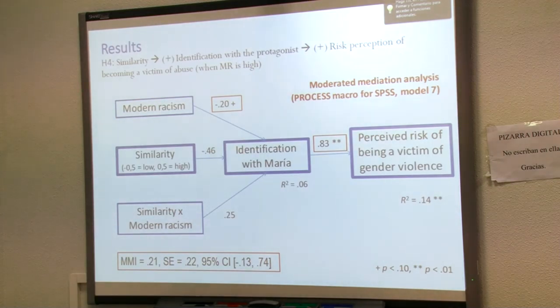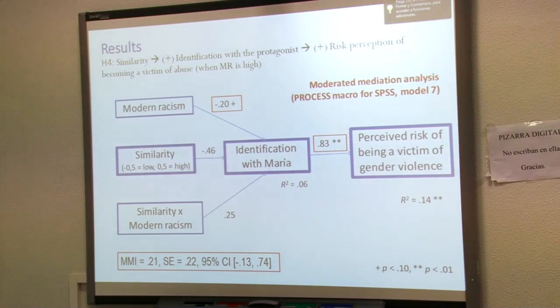Finally, the last hypothesis proposed a moderation mediation model in which we hypothesize that similarity could have an indirect effect on risk perception through identification with Maria, but only in case when modern racism was high. Again, we don't have a positive result with the model, but in this case we found that in fact identification was positively associated with risk perception, and this is an important result.